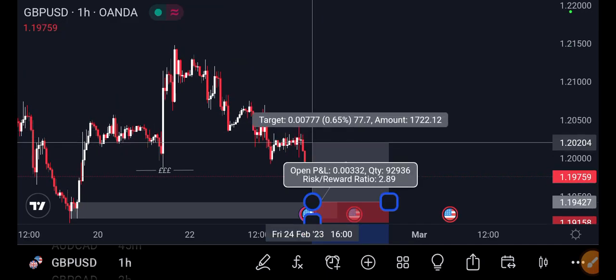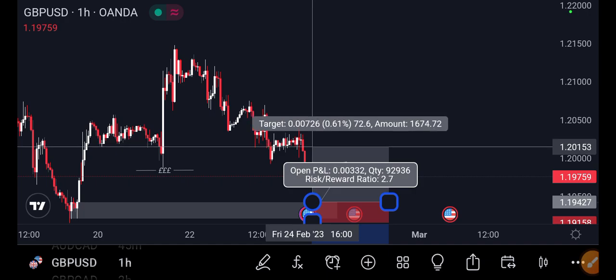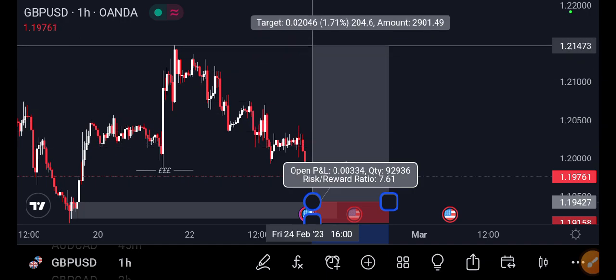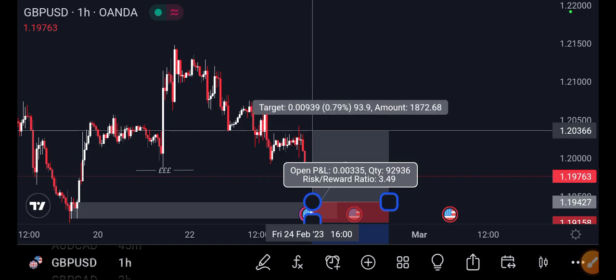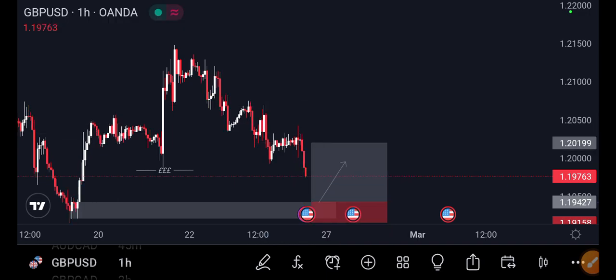I can put a TP right here. That is 77 pips or 73 pips. If you want to take it higher, that is 200 pips. That's what you have.